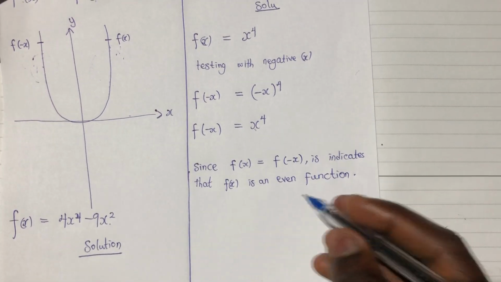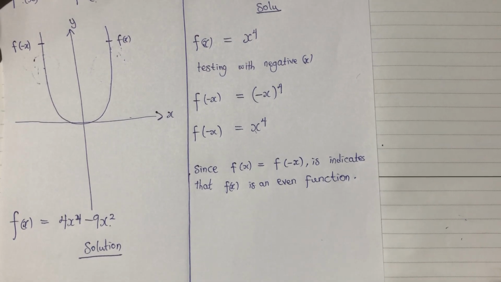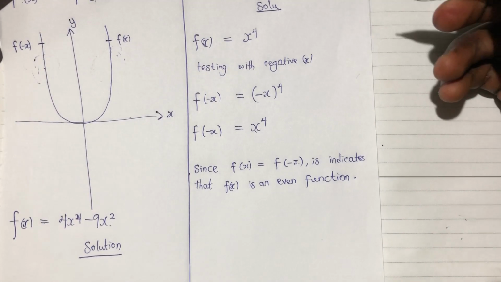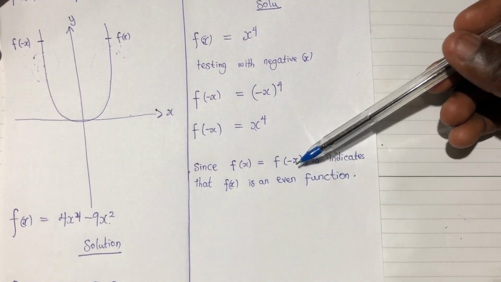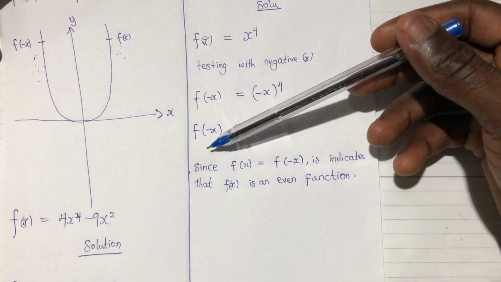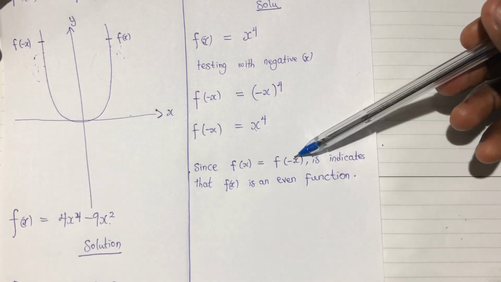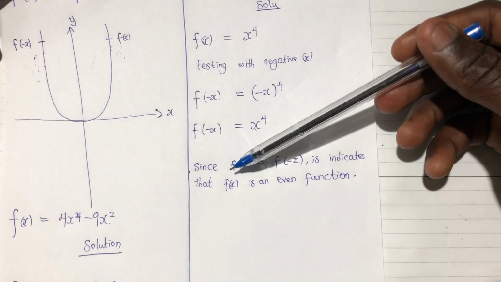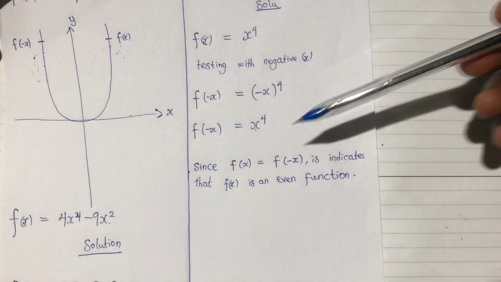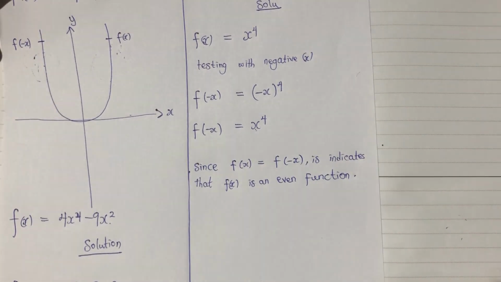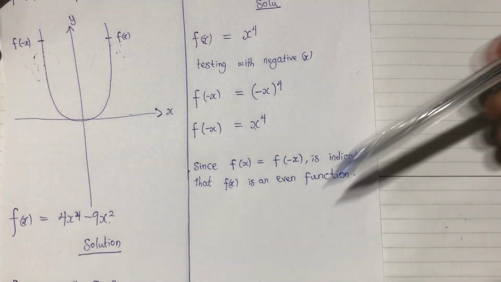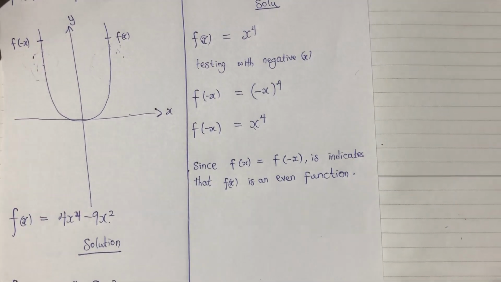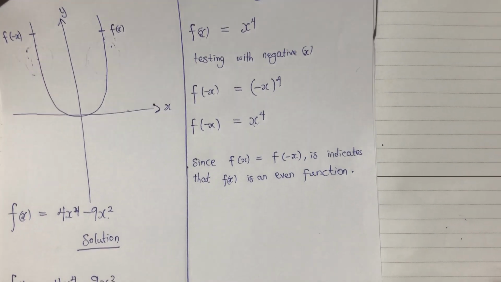After this statement, your examiner will give you the correct marks. So it is very important that you state this. You can say something like, since f of x equals f of negative x, it shows that f of x is an even function. You can also say f of x is an even function because f of x equals f of negative x, depending on the way you want to put your statement and the way you want to write your English. That one depends on you.